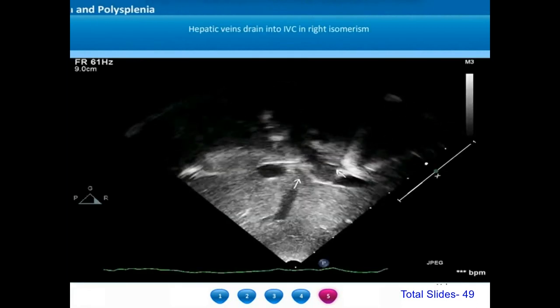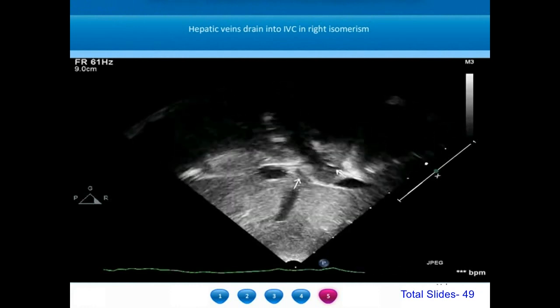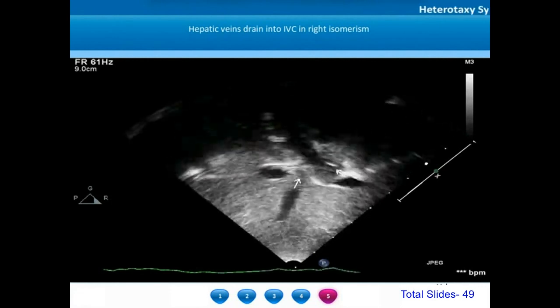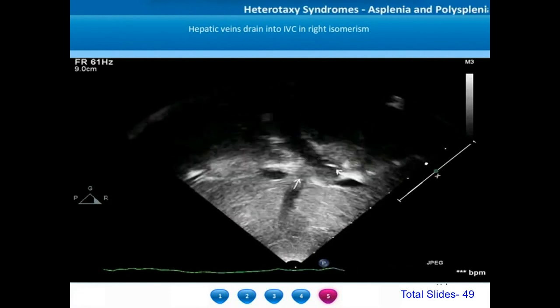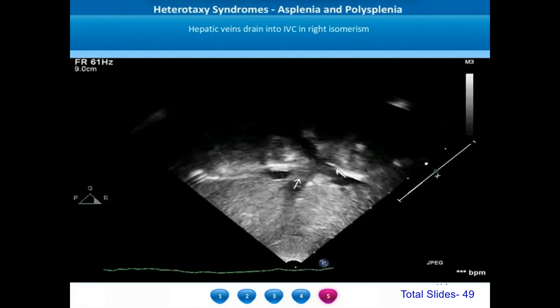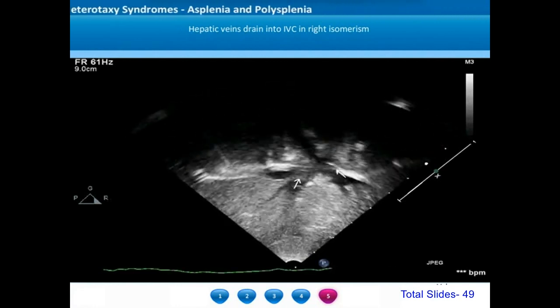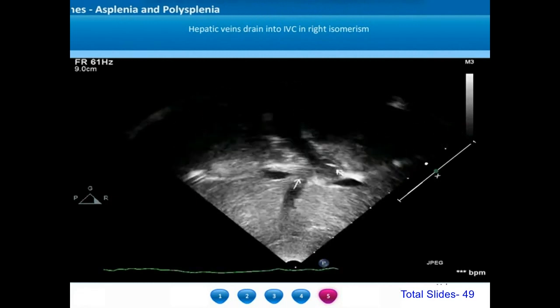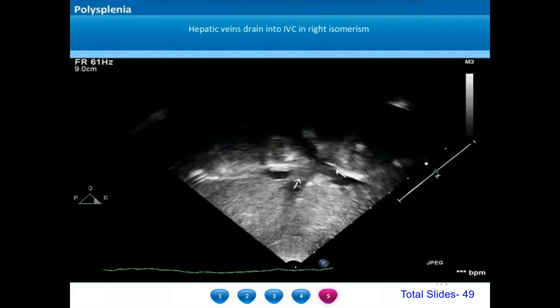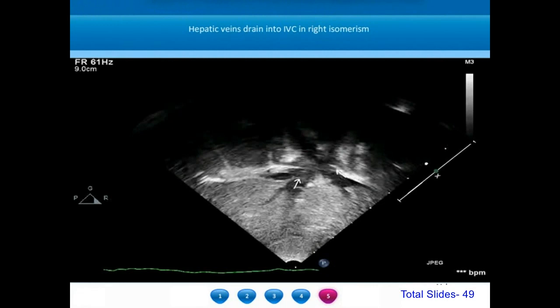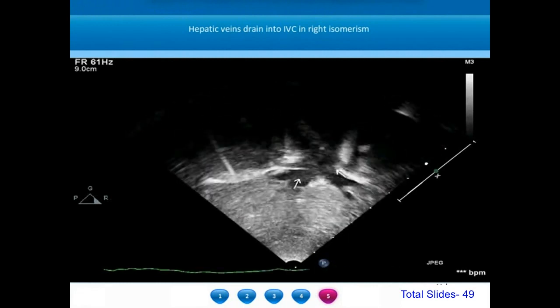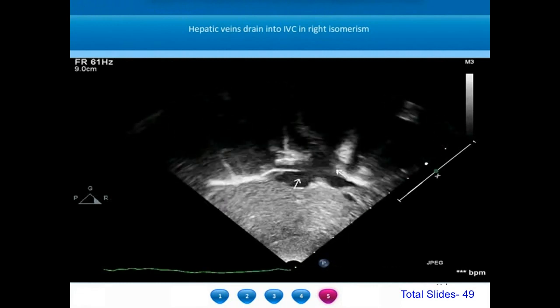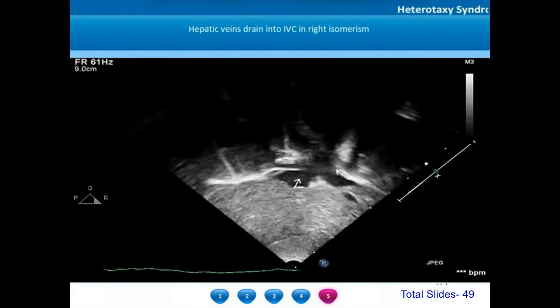It's easy to remember the table if you are seeing all the different morphological variations of heterotaxy syndromes. Hepatic veins drain into the inferior vena cava in most patients with right isomerism. In polysplenia, the hepatic veins directly drain into the atria, whereas in right isomerism, the hepatic veins always drain into the inferior vena cava.